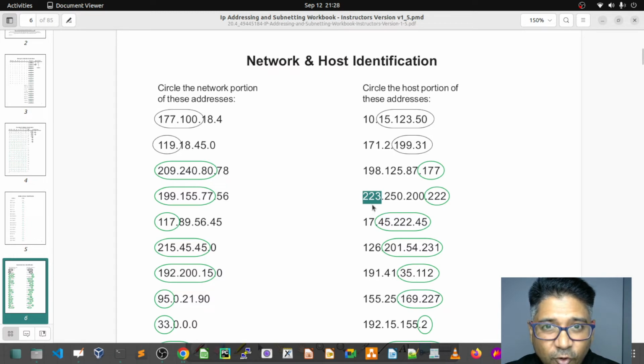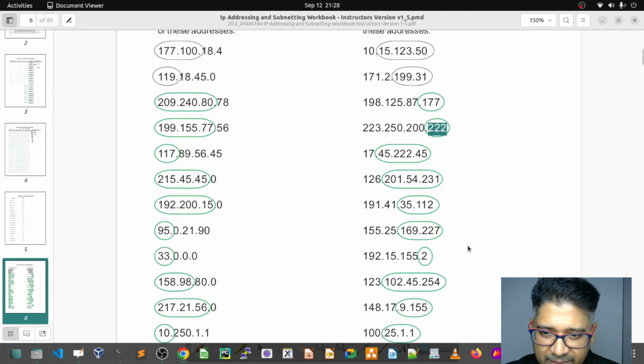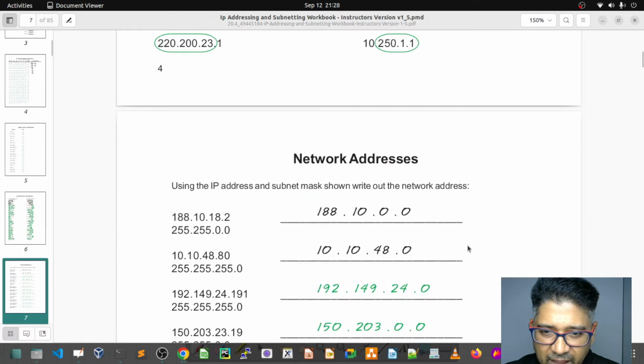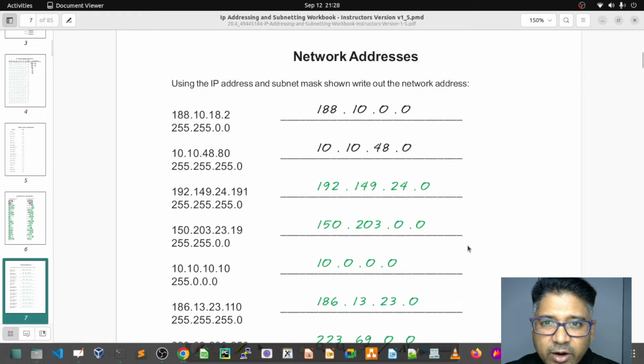223, 224 is class D, 223 is class C. So for all three, the first three octets belong to the network and the last octet belongs to the host. Clear? Yes, sir. Okay, thank you. So this is that, and then the network address.